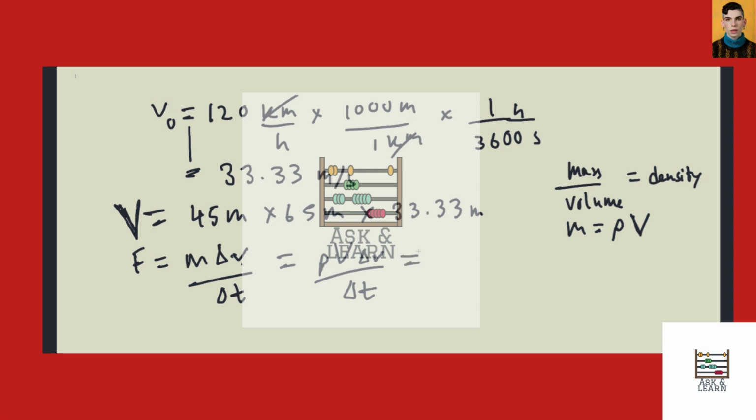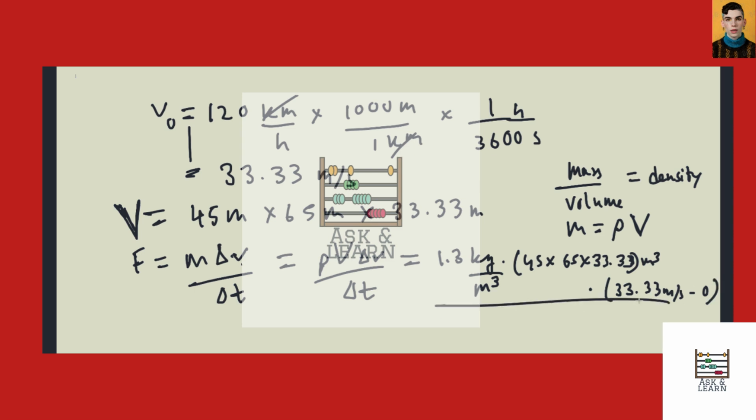And so rho is given, the density of air, 1.3 kilograms per meter cubed, times this volume. It's 45 by 65 by 33.33 meters cubed. And to this, we multiply the change in velocity, and that will be 33.33 meters per second minus 0, because you're bringing it to rest. Divide that by 1 second, because this is for 1 second. And what you get out of it is 4.2 times 10 to the 6 newtons. And that's it.